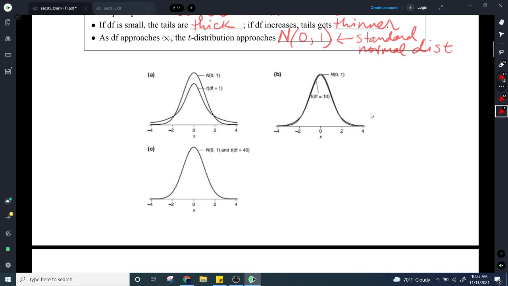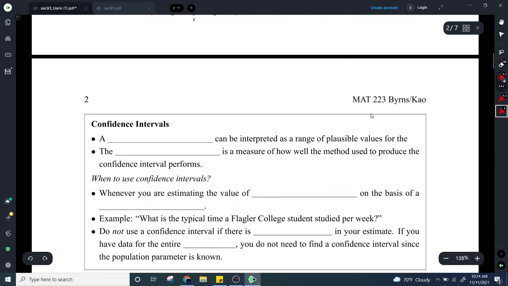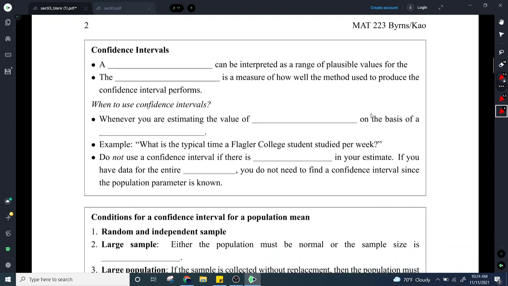Now in picture C, what's happening? We've got a t-distribution with degrees of freedom of 40. So as the degrees of freedom gets larger, you can see that we approach the standard normal distribution. It's almost exactly the same. Just looking at it, it's really hard to see what the difference is. All right, so let's talk a little bit more about confidence intervals. So remember what confidence intervals are. Confidence intervals provide us with a range of plausible values that tell us something about the population parameter.